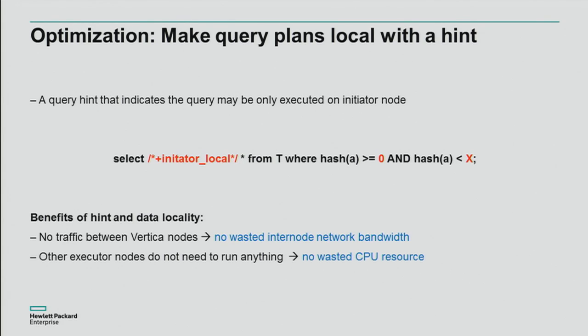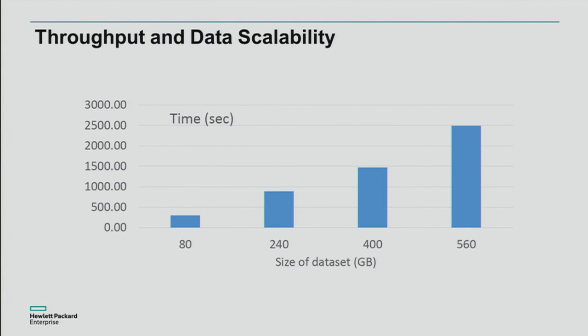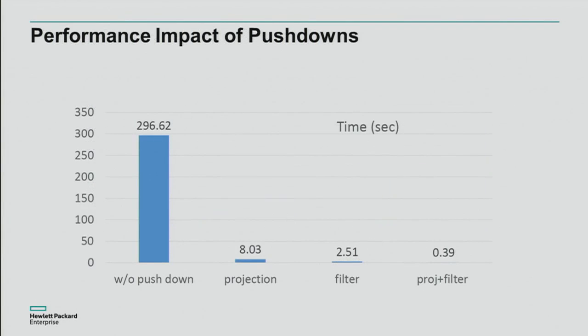And those two things basically form our design, and with these two things in place, we have both the benefit of there being no traffic between Vertica nodes, and all the other executor nodes don't have to waste CPU resources running the queries. I'm out of time, but I had some performance figures here that show that the approach scales linearly, and the push-down approach works well as well. Thanks.